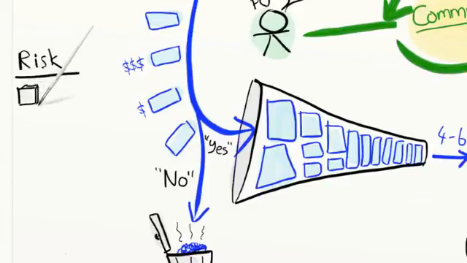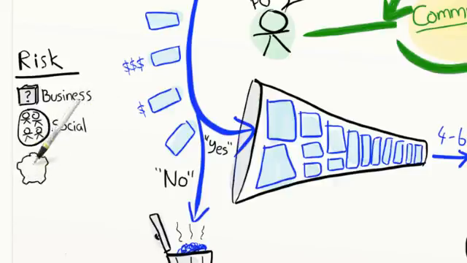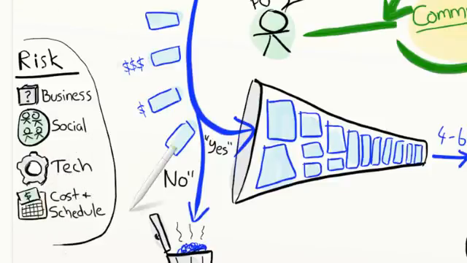There's business risk. Are we building the right thing? There's social risk. Can these people build it? And there's technical risk. Will it work on the platform that we want to run it on? Will it scale? And there's cost and schedule risk. Can we finish the product in a reasonable amount of time for a reasonable amount of money?